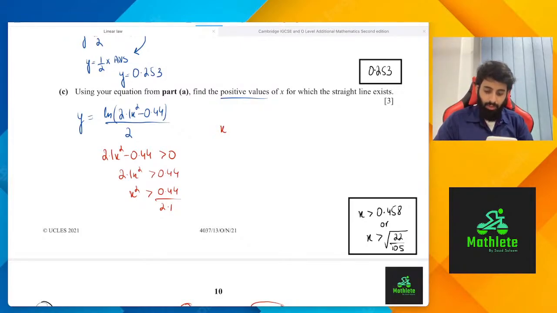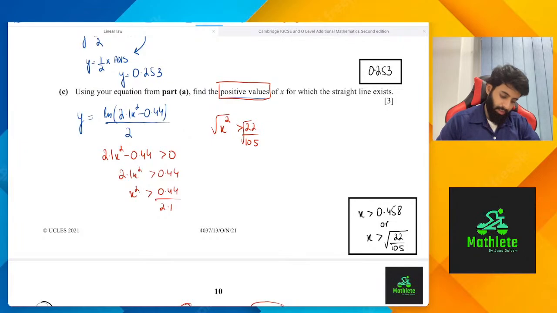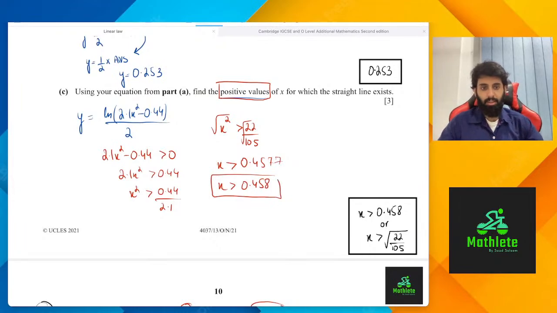Okay. First of all, 0.44 divided by 2.1 gives us 22 over 105, so x square is greater than 22 over 105. Now when we take square root on both sides, notice how the question is only asking you for the positive values of x. So let's find the square root of the answer. If you take the square root of the answer, x is greater than 0.4577, which means x is greater than 0.458. And since the question was only asking for positive x values, you just need to write down the positive value. Okay, I'll explain this again.